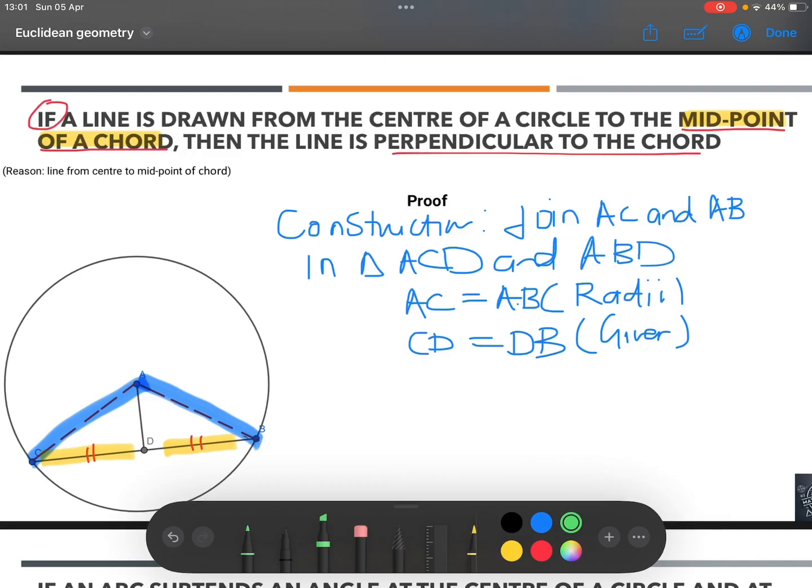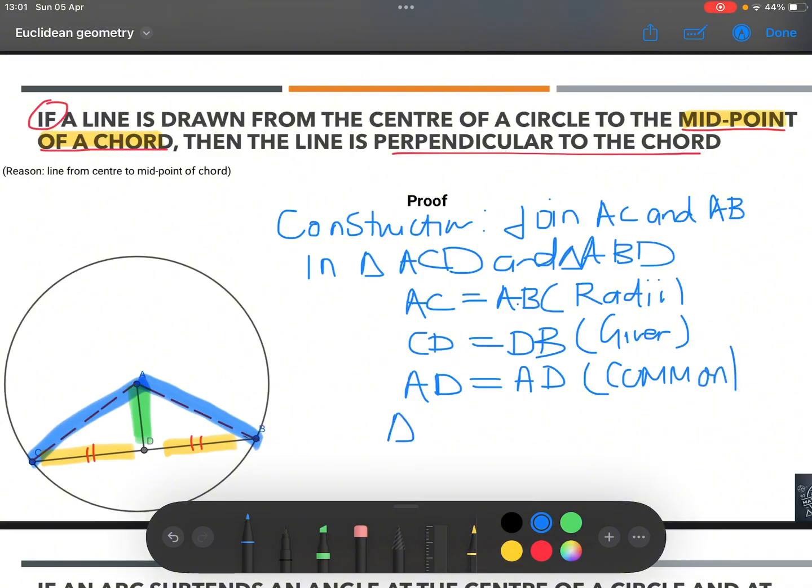And then again we have this line, which is common in both triangles, triangle ACD and triangle ABD. So now we can say AD is equal to AD from the other triangle. Those are common, so you can say AD is common. Okay, so then we have two triangles.